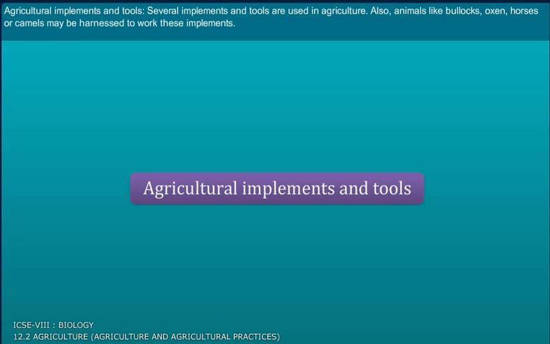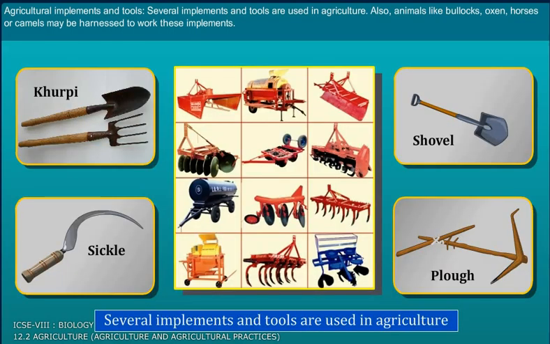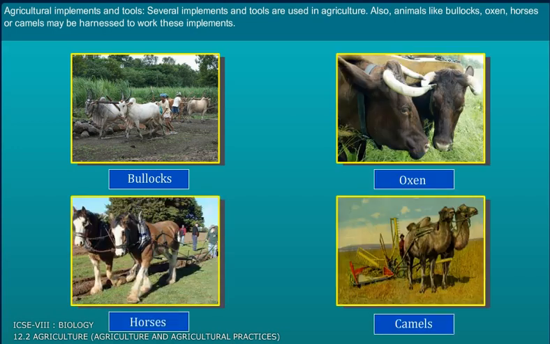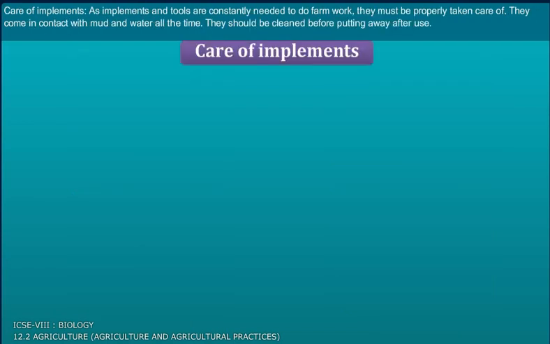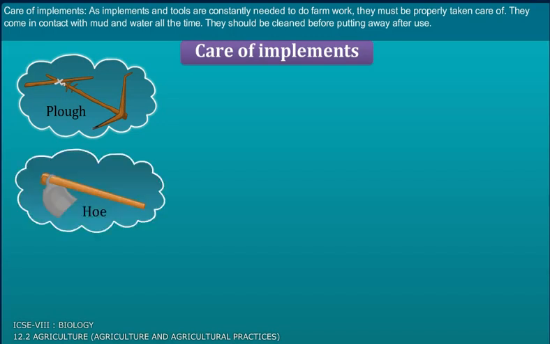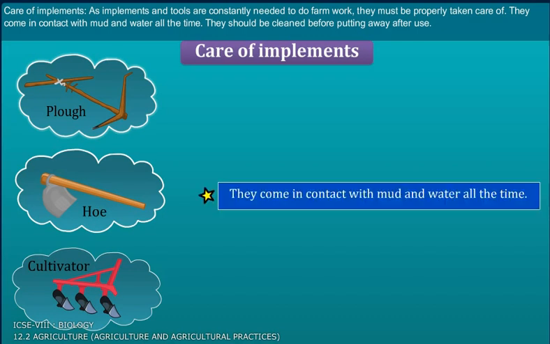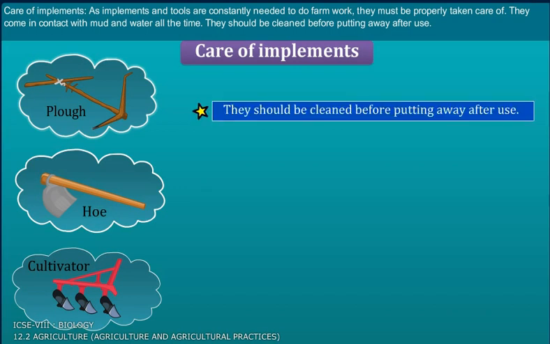Agriculture implements and tools. Several implements and tools are used in agriculture. Also, animals like bullocks, oxen, horses, or camels may be harnessed to work these implements. Care of implements. As implements and tools are constantly needed to do farm work, they must be properly taken care of. They come in contact with mud and water all the time. They should be cleaned before putting away after use.